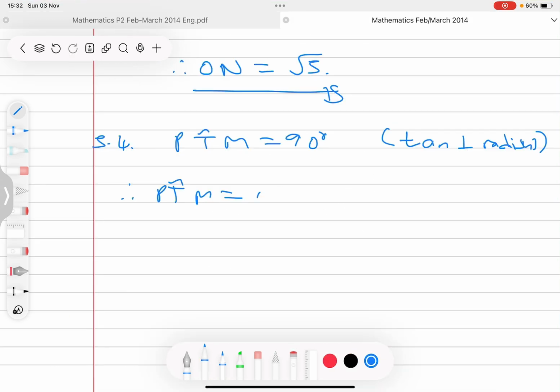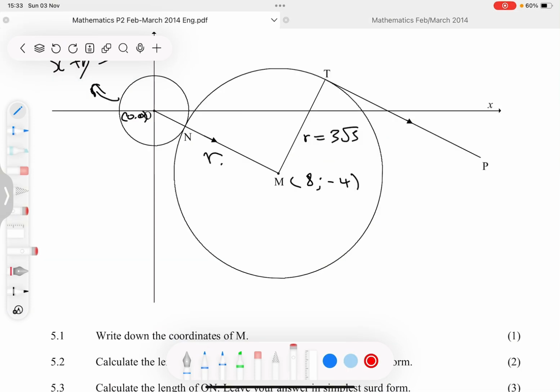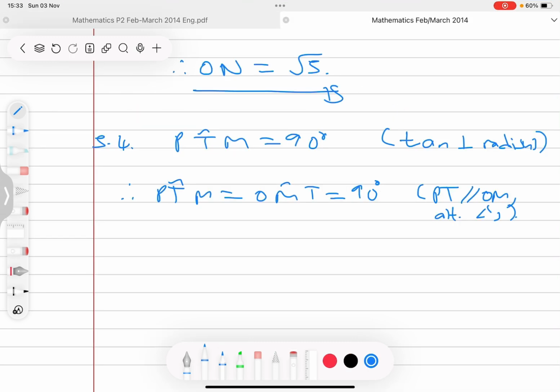OMT, right? OMT. But now remember, this is 90. It means this also will be 90 here, right? So this will be equal to 90 degrees. Now the reason being would be PT is parallel to OM. We were given this, right? So this will give me alternating angles. The PT here is parallel to MT, we were told in the question. So that's how you find your angle there.